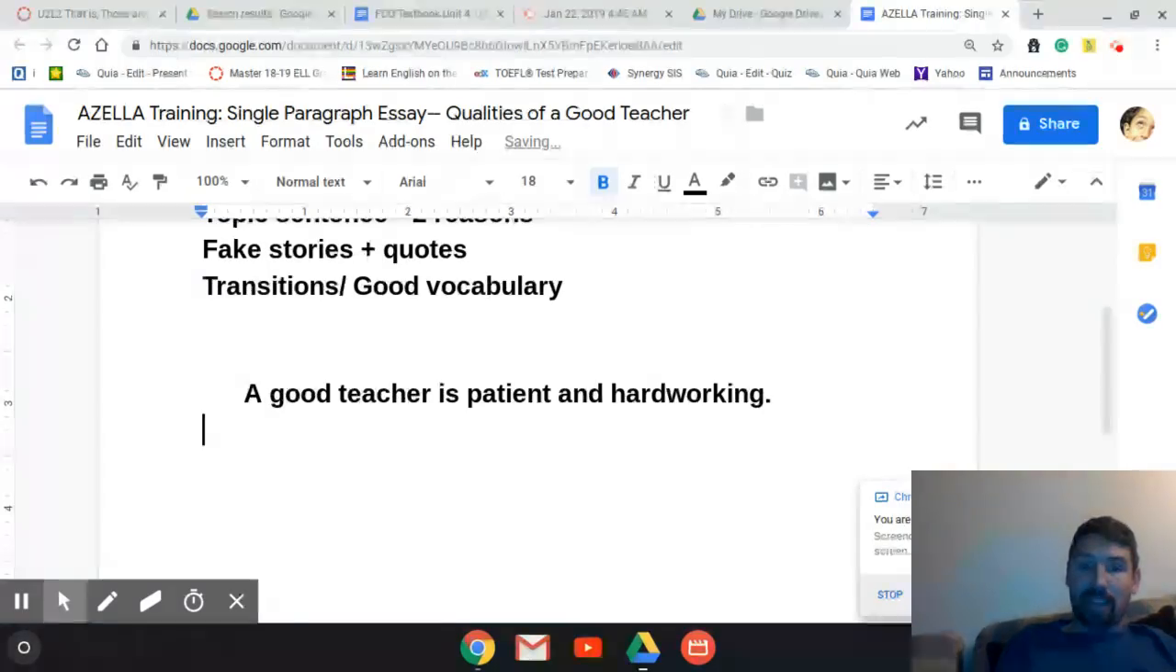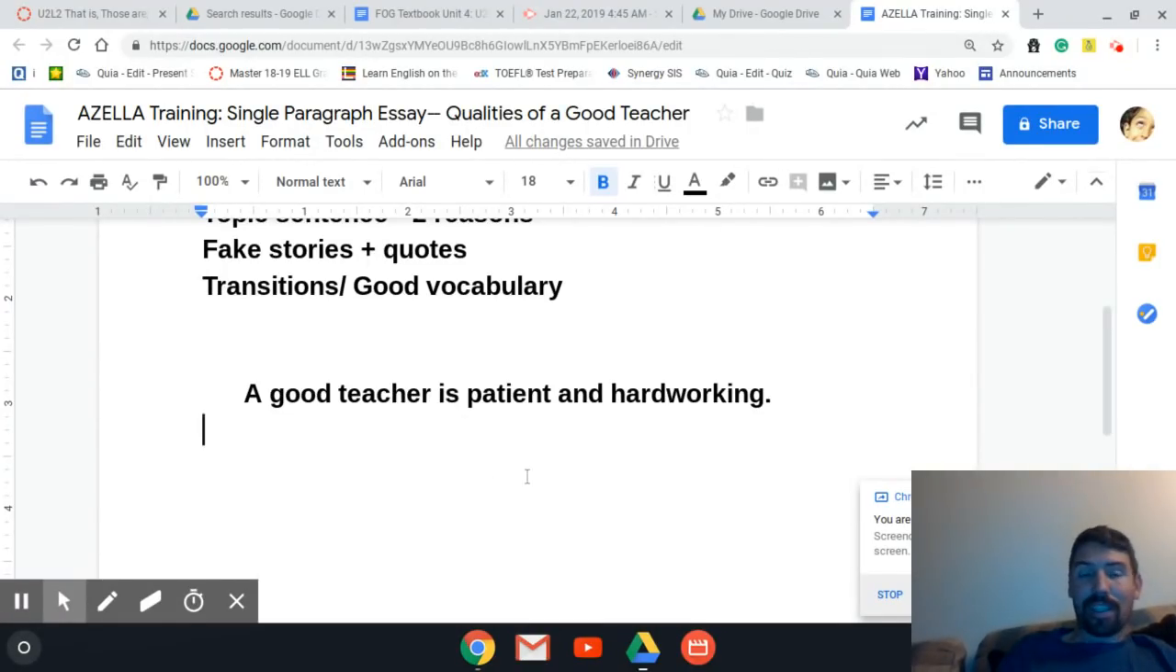And I should say this, you don't want to say something like a good teacher is not lazy and hardworking, because all of my reasons will be too similar, right? But these are pretty different. You can be patient and lazy. You can be hardworking and impatient. So these are very different ideas. But a good teacher, I think you could argue, should be both. So let's go ahead and start with my first one. So patient. A good teacher is patient and hardworking.